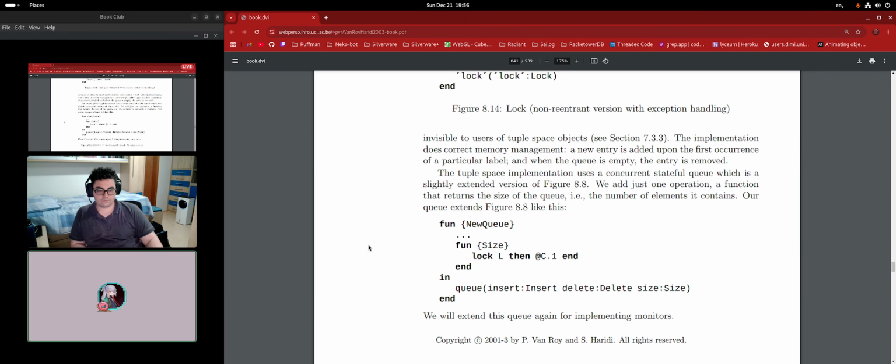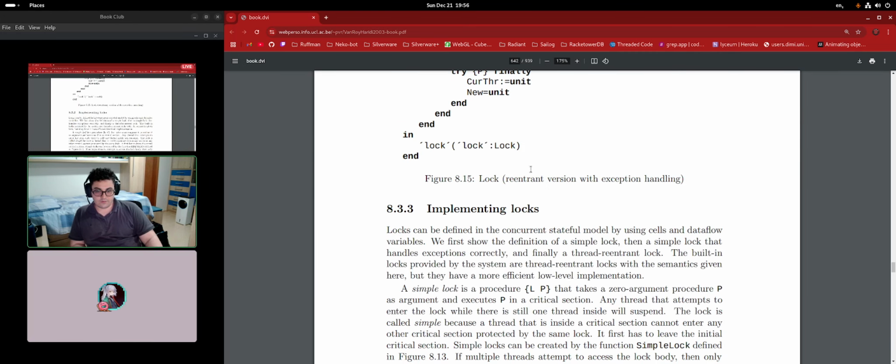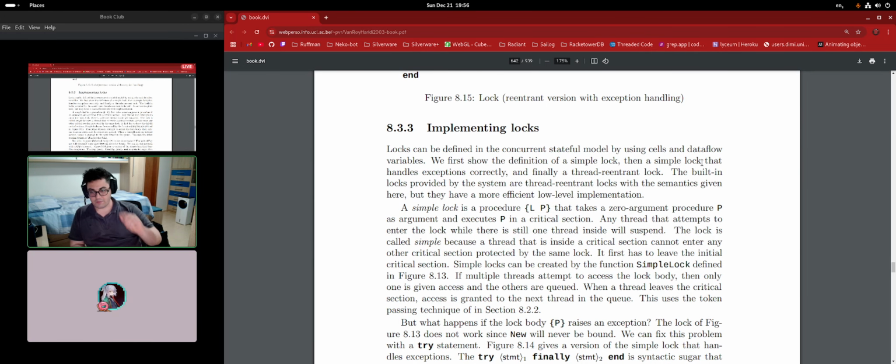Oh, now we see the lock definitions, the lock types. A bunch of things. Implementing locks, this is what matters. So a simple lock is a procedure. Oh, wait, and we should mention that the built-in locks provided by the system are thread re-entrant locks, which you're going to learn what they are shortly.